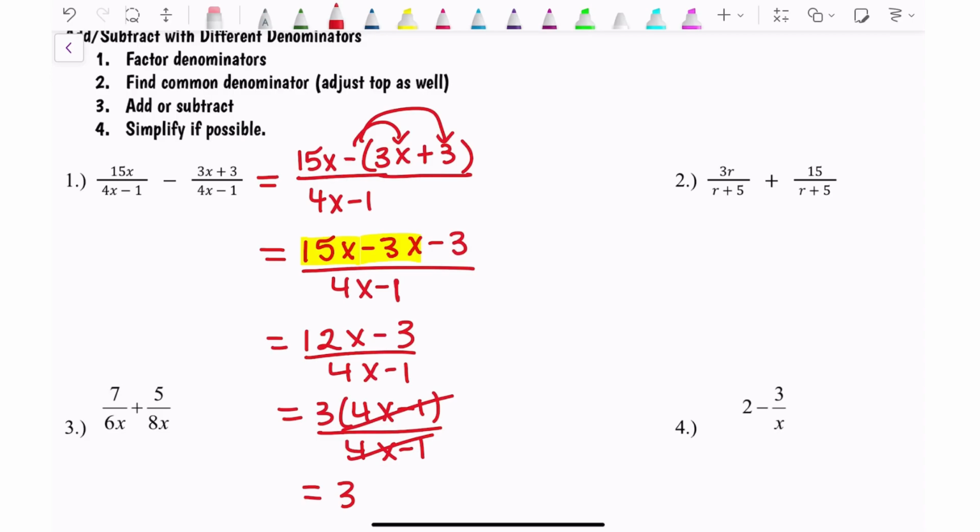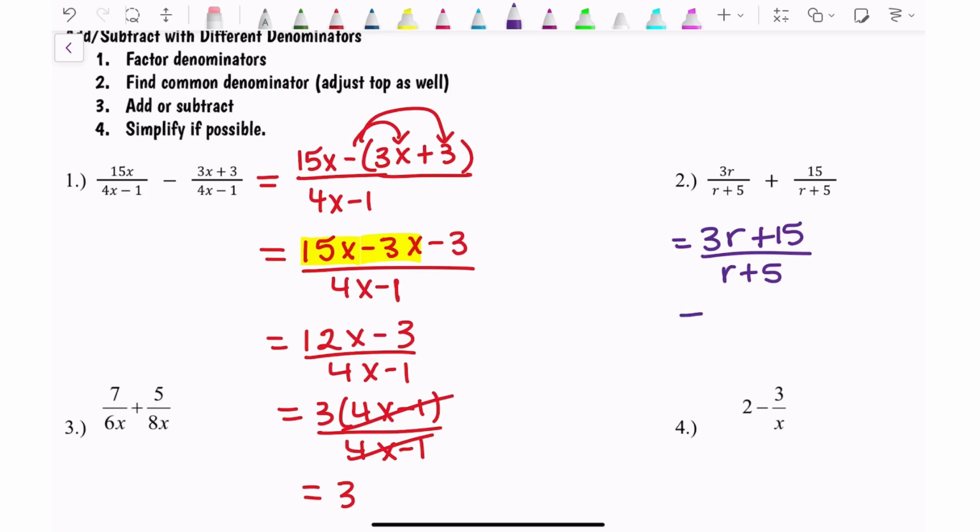All right, number 2 also has a common denominator. So I can add across the top, 3r plus 15 over r plus 5. I did not need parentheses this time because I don't have anything to distribute. It would be like distributing a positive 1, and that doesn't change anything.